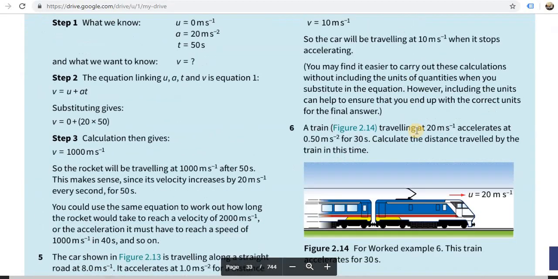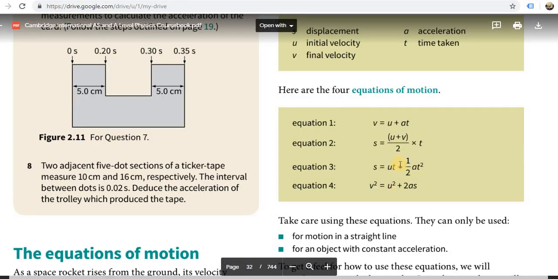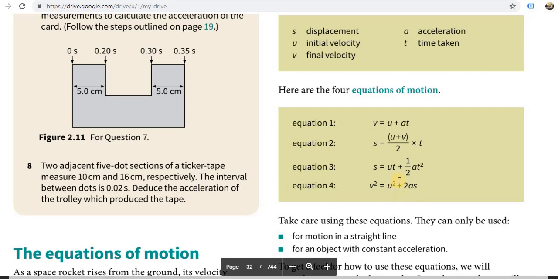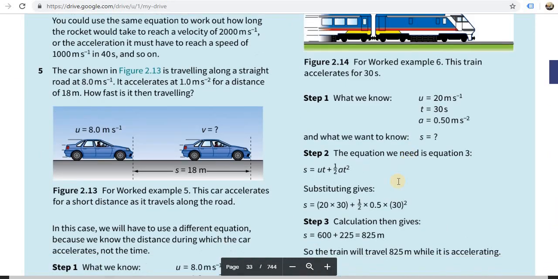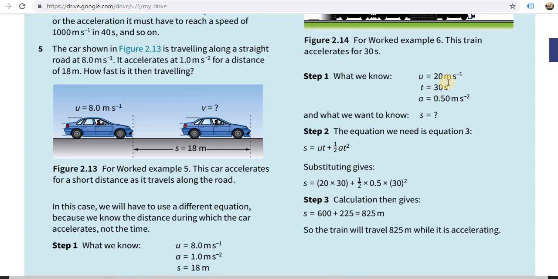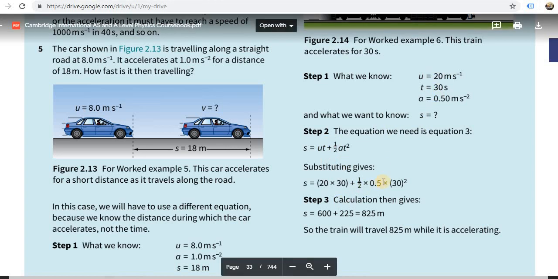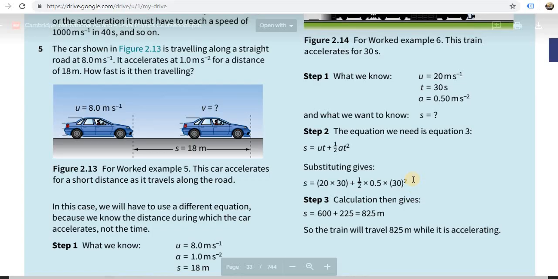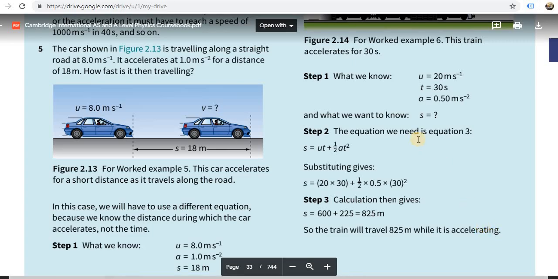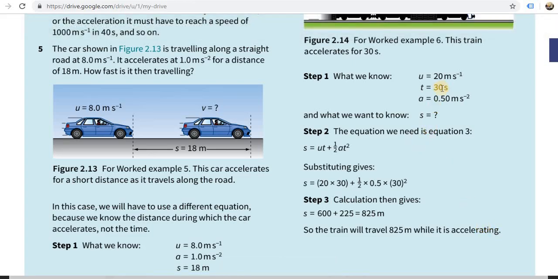Okay, it's better if you have all the equations written down, so for each question you can see which equation you are supposed to use. So we have this equation. U is 20, T is 30, half A is 0.5, and again T is 30. Remember to square the T again. Like I said, students forget to square. Then we will get 825 meters. So the train will travel 825 meters while it is accelerating for a time of 30 seconds. So after 30 seconds, this train has traveled 825 meters.